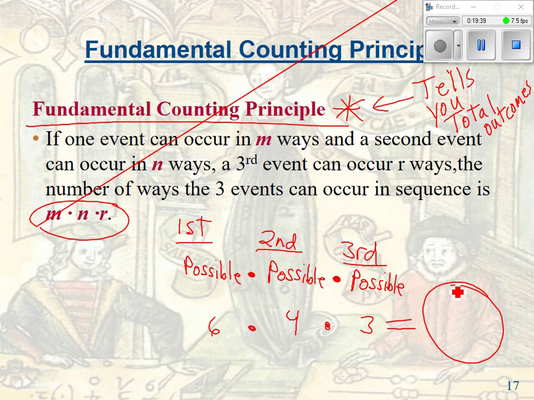So you just take how many possible outcomes are in the first one, times how many possible in the second one, times how many possible in the third one. That's going to give you the bottom number of your fraction when you're finding a probability, whatever that probability is that you're looking for. That's going to tell you your total possible outcomes.